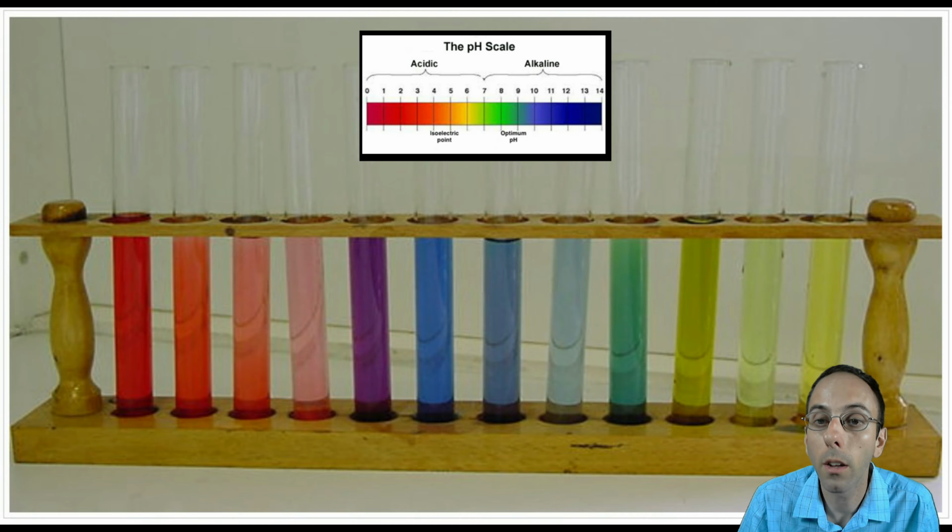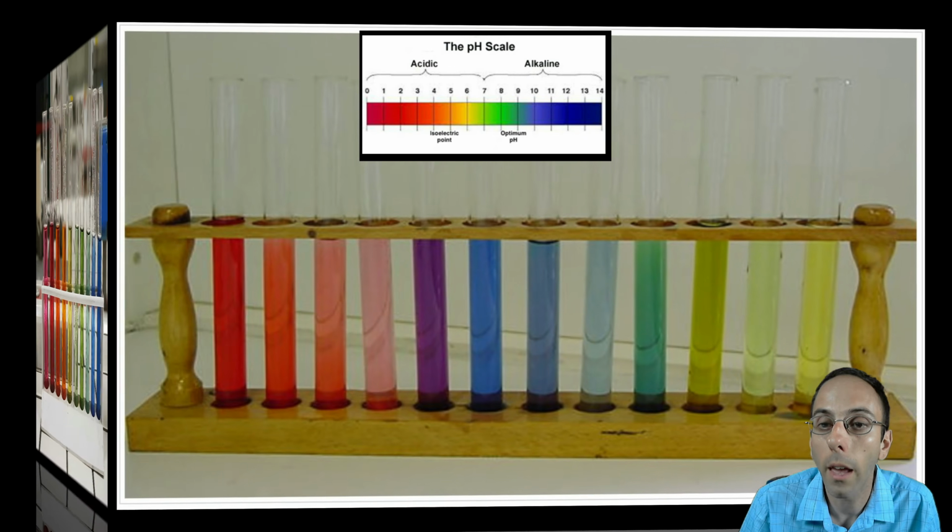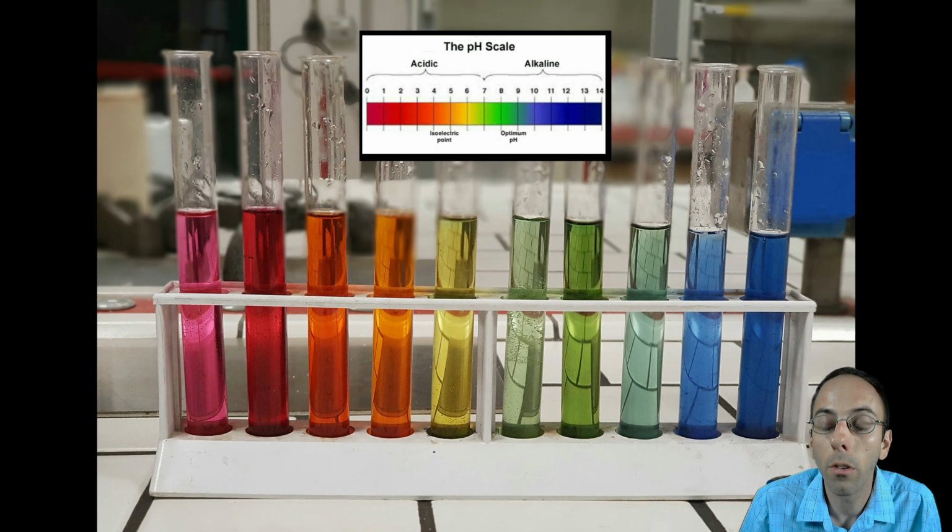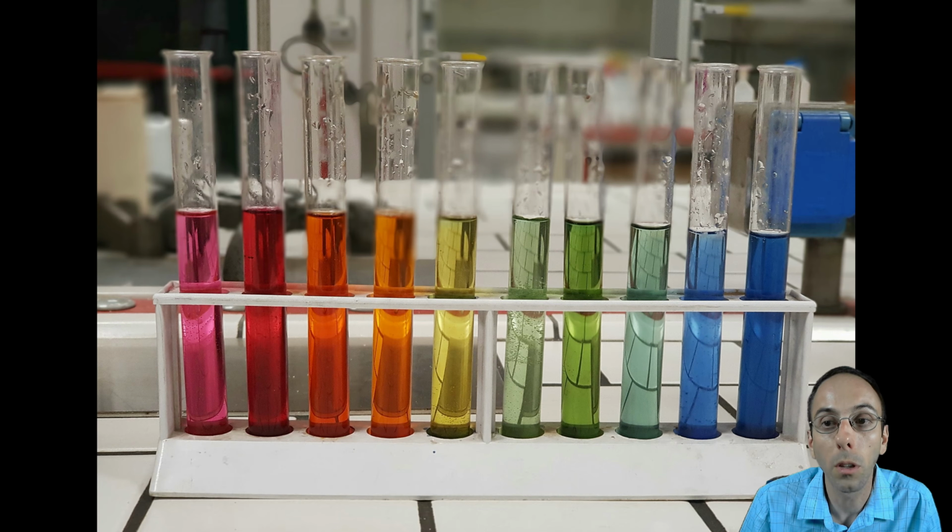And again, we see the different colors here. This is a red cabbage example, or there's some other indicators that can also be used. We see acidic levels being pHs below 7 and basic levels being pH greater than 7.